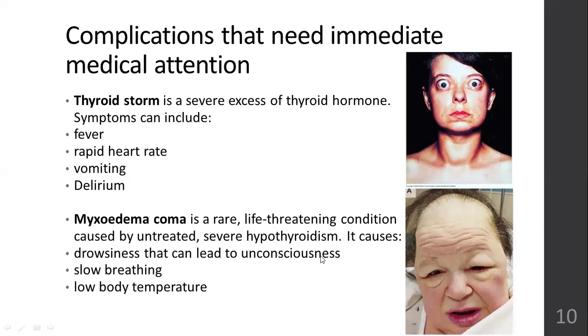The person may shift into coma. Unconsciousness, very slow breathing, low body temperature. Symptoms are just the opposite of it. You can see here the eyes are coming out. But in myxoedema coma, you can see the eyes are going in because of the swelling in the periorbital area. Okay. So are both the complications clear to all? Excess thyroid hormone leads to thyroid storm. Severe hypothyroidism leads to myxoedema coma.